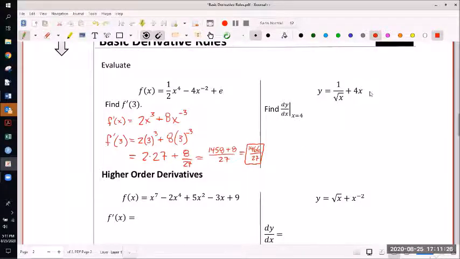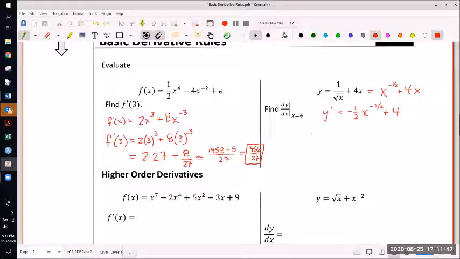Okay, for this next problem, I'm going to rewrite this as x to the negative 1 half plus 4x. So again, I can apply the power rule easily. So y prime is going to be negative 1 half x to the negative 3 halves plus 4. Now, dy dx or y prime, same thing.